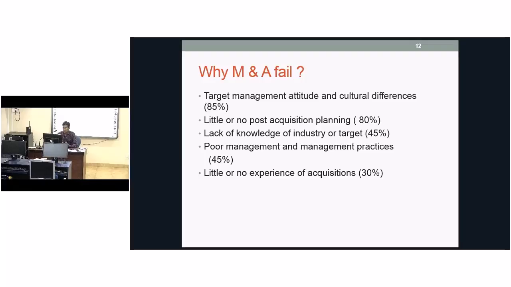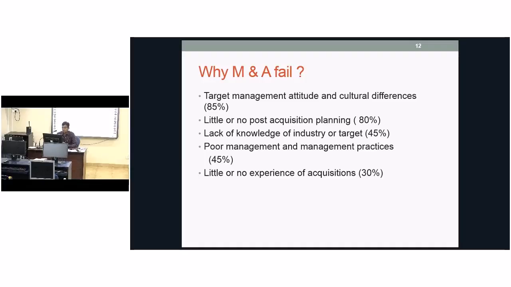85% believe that mergers and acquisitions fail because of the target management attitude and cultural differences. This is more related to HR, because even if you find the best synergies of getting together, the best marketing opportunities, many profits or many other advantages, if the companies are culturally different there's a high chance that the two companies are going to fail. As I told you, these are corporate marriages, right? So probably these are the same factors that lead a marriage to fail.